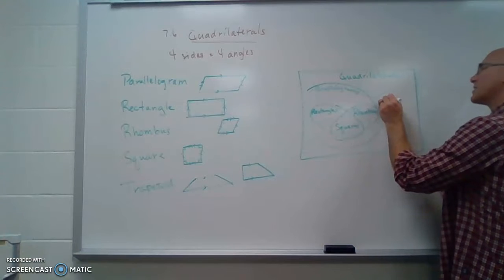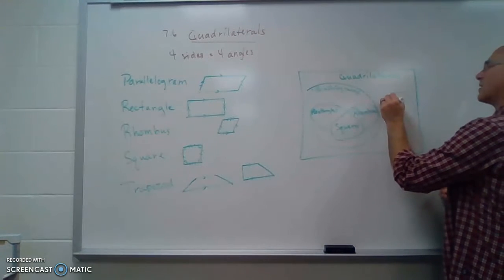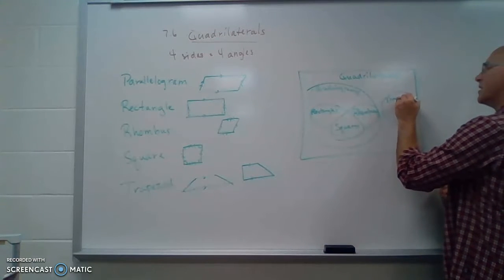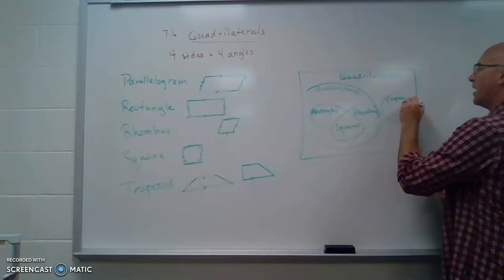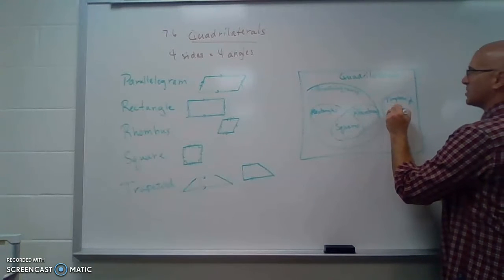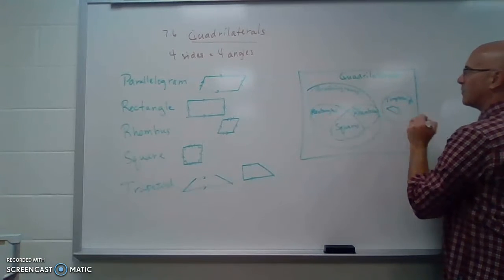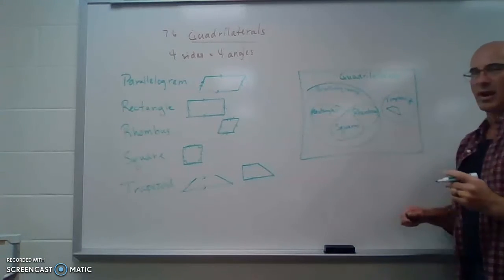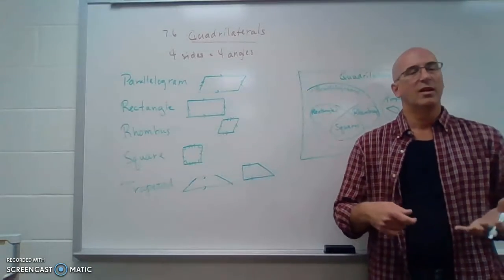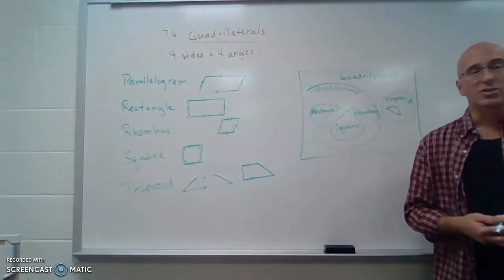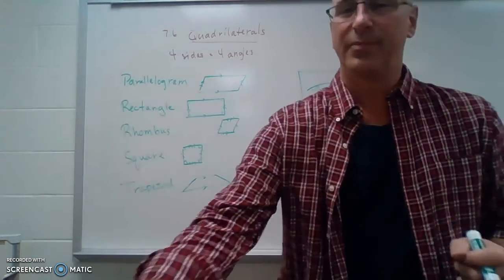Then we kind of have this side of the family here. These are the trapezoids. And remember, that is just one set of parallel lines, parallel sides. So that is our introduction to quadrilaterals.